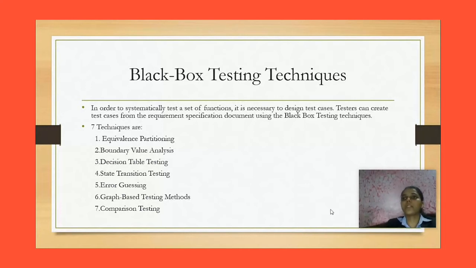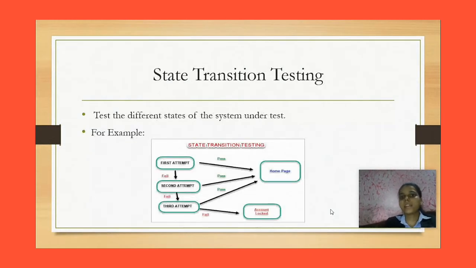it is necessary to design test cases. So testers can create those test cases using the black box testing techniques. There are mainly 7 techniques, and today we are going to see one of them. That is state transition testing. So what happens in state transition testing? Actually, it tests the different state changes of the application based on conditions.